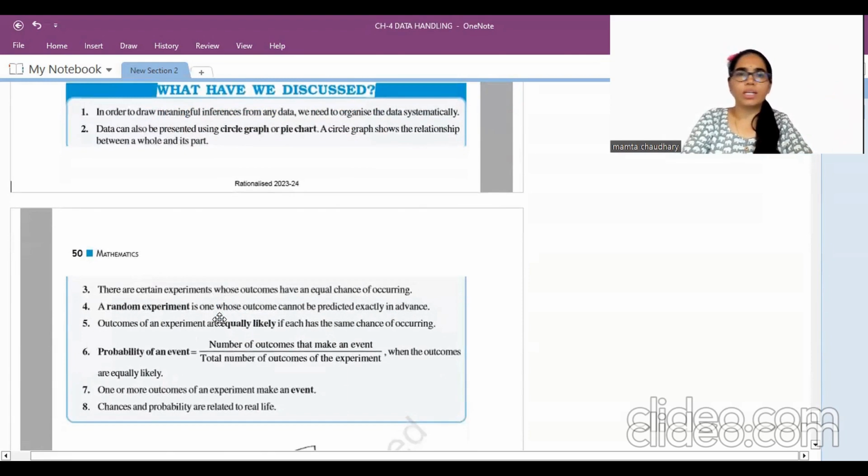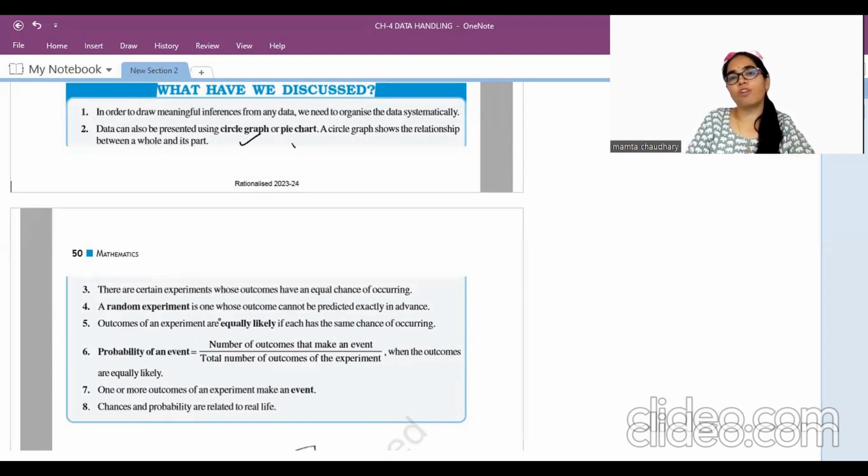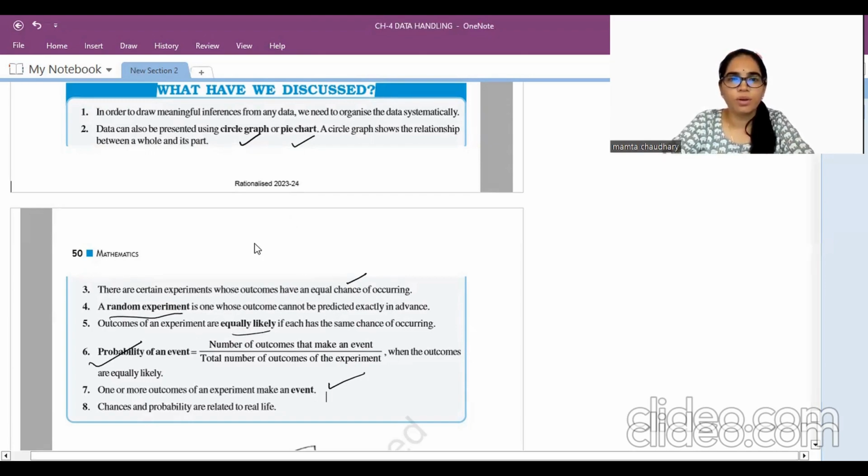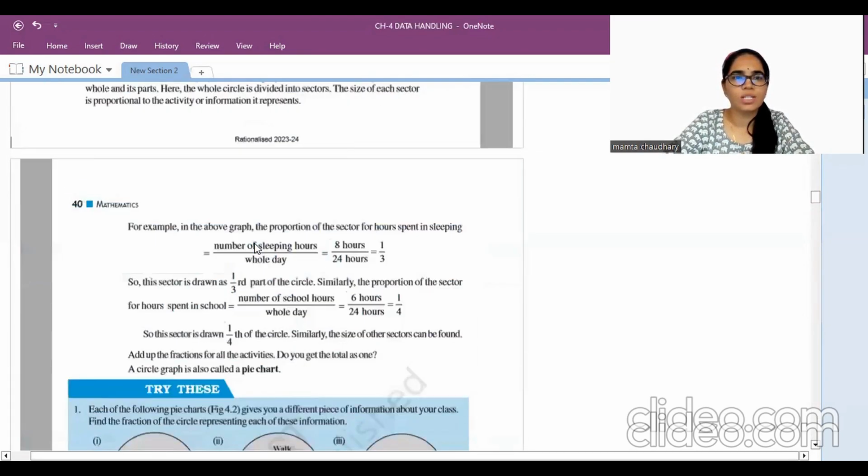Basically, we will study how to draw meaningful inference from any data, and how we can organize it with a bar graph, double bar graph, pictograph. Then we will learn how to draw a circle graph or pie chart. And then we will discuss what is chance, what is equal chance, then random experiment, equally likely. Then what is probability, what the events are, and how probability or chances are related to our daily life or real life. Okay, so shall we start?